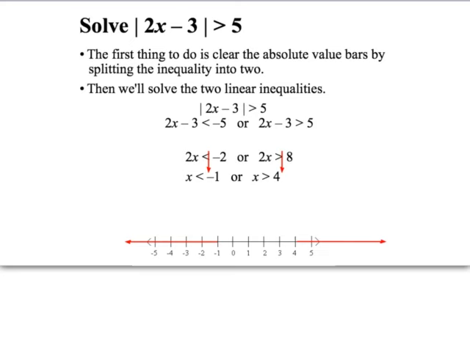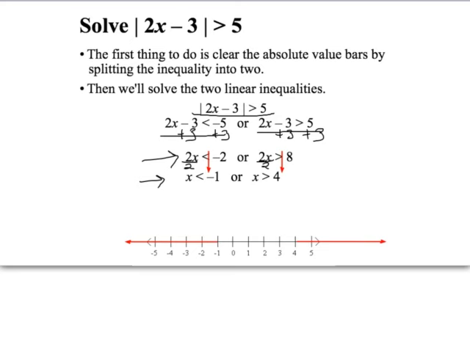Because if I want to be more than 5 units from 0, then that means 2x minus 3 could be less than -5, or 2x minus 3 could be greater than 5, thinking back to that visual that I just showed you. So you're going to solve them separately. We would add 3 to both sides here, and add 3 to both sides here, leaving us with 2x is less than -2, or 2x is greater than 8. And then we would divide everything by 2, leaving us with x is less than -1, or x is greater than 4.